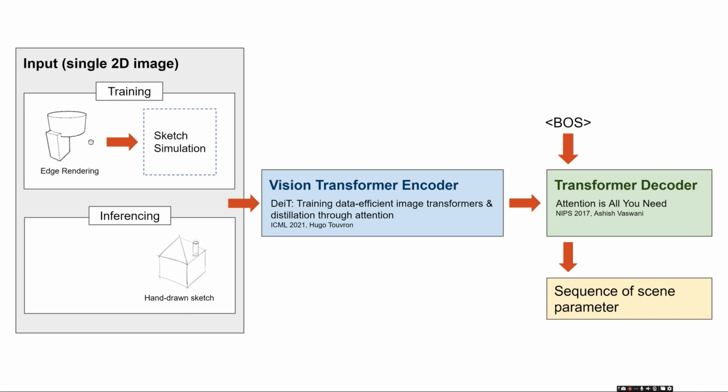For the model architecture, basically it's an encoder-decoder transformer. The input is a single 2D image, and my plan was to use a sketch simulator to transfer the edge rendering into a sketch, but unfortunately I didn't have time to implement this part. For the encoder, I used DeiT, Data Efficient Image Transformer, and the decoder is just a vanilla transformer decoder.